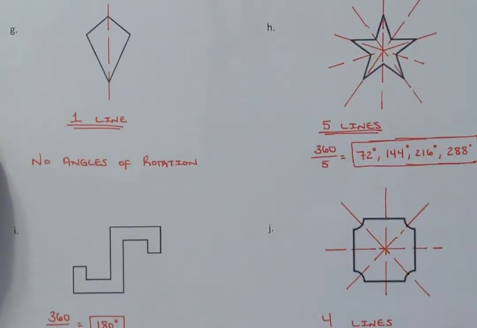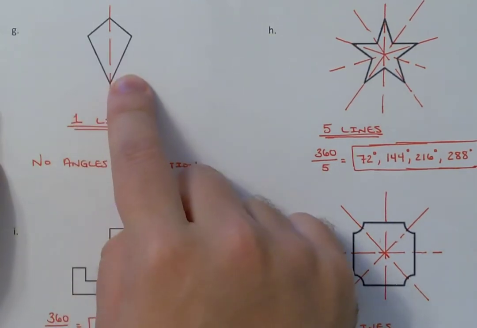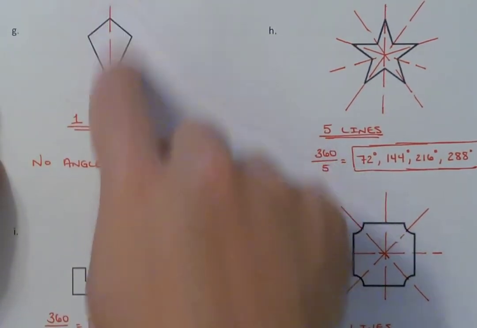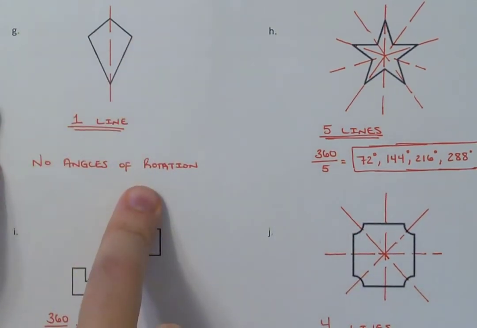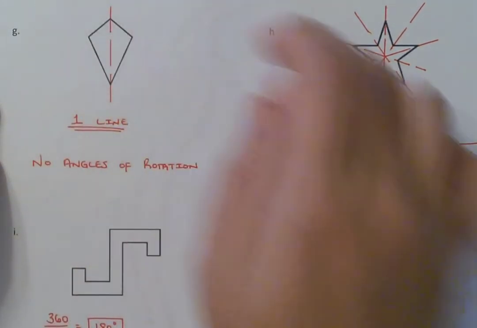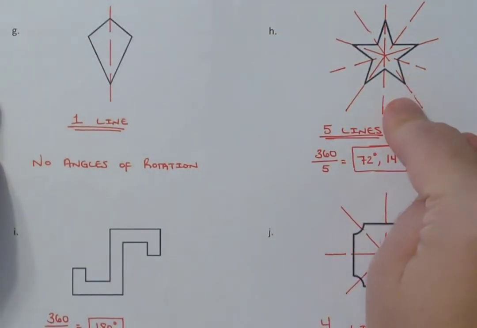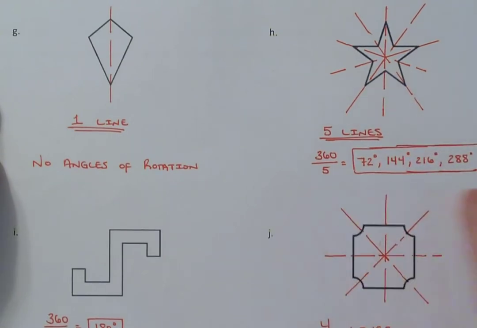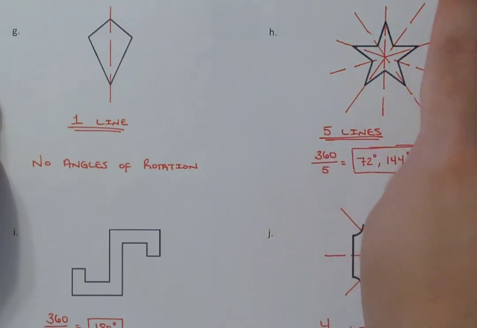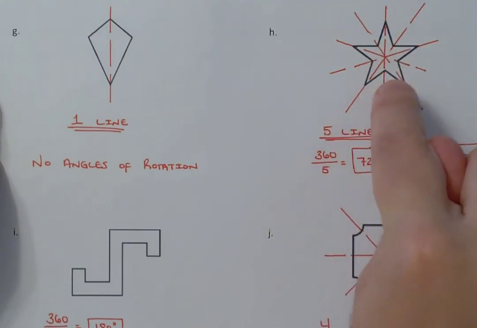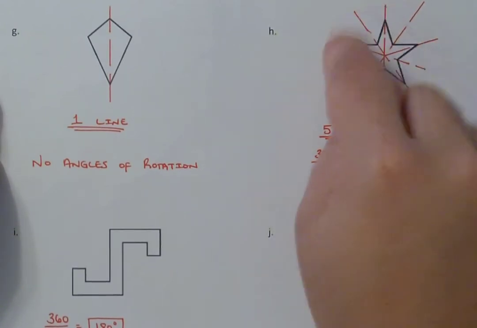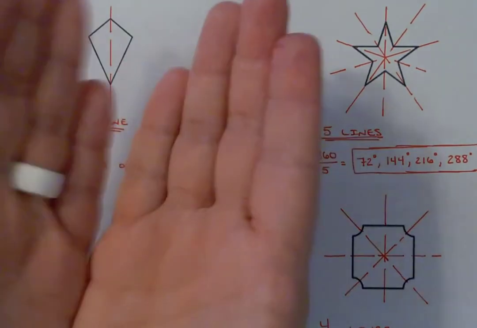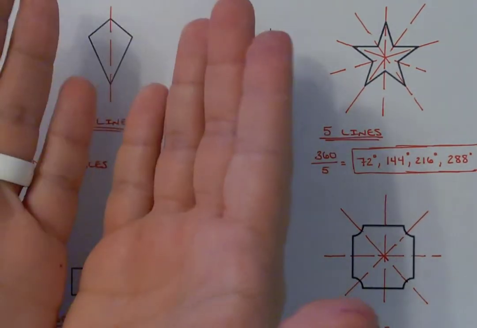All right, G and H. G is going to be very similar to E, the arrow problem. I can cut it in half, but this time top to bottom. And there are no angles of rotation. There's no way I can map it back onto itself. H is our 5-point star, so we know the angles of rotation from our example on the front. And then I can draw lines of symmetry going from its point through the other side for all 5 points. And I can then fold that shape onto itself by doing that.